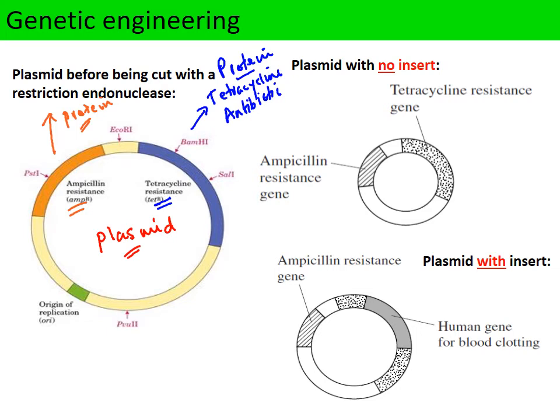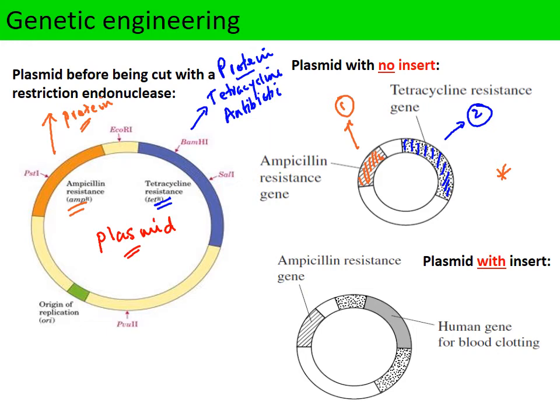Now, if we had a bacterial plasmid, but the human gene, for whatever reason, did not become inserted, then the plasmid would be exactly the same as we've just seen on the left. So we'd have the two antibiotic resistance genes intact. So the DNA sequence of both strands would remain intact. So this bacterium, if it had this plasmid, would make both proteins that we said earlier, so tetracycline resistance and ampicillin resistance.